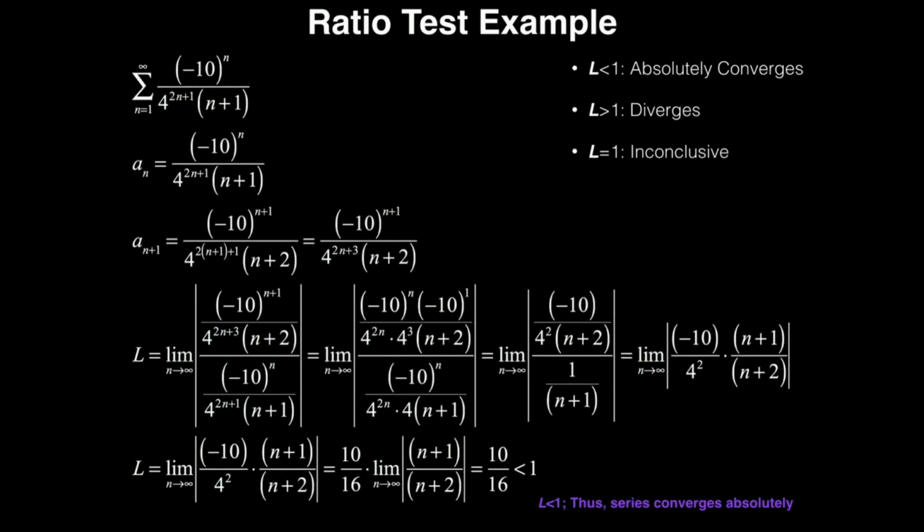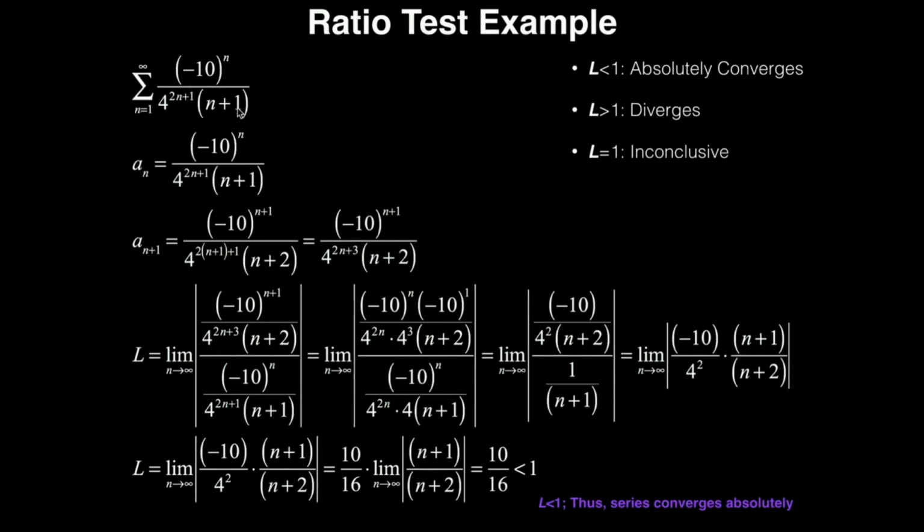Alright, in this video, as I promised, we would do another ratio test example. So here's my problem right here. I have a series from n equals 1 to infinity of negative 10 to the n power over 4 to the 2n plus 1 times n plus 1.